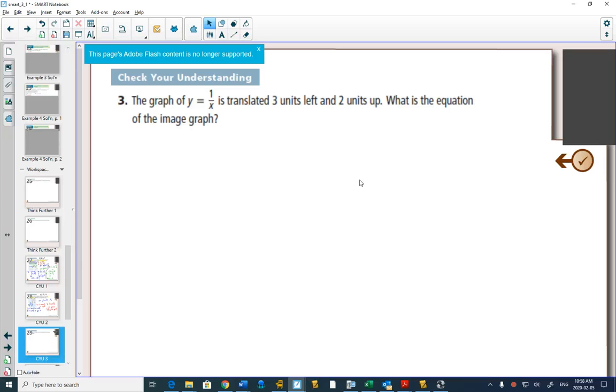Example 3, the graph of 1 over x. Because of the activity we did at the beginning, you see that equation, and right away your brain should get a picture of that graph. What's important on my 1 over x graph? An asymptote at x equals 0, an asymptote at y equals 0. It has this shape, and the key points are (1, 1) and (-1, -1). Okay? So we see something we've done already, the graph of 1 over x.